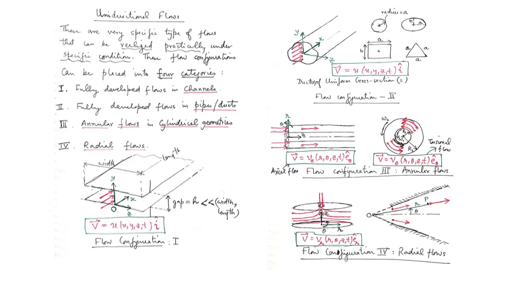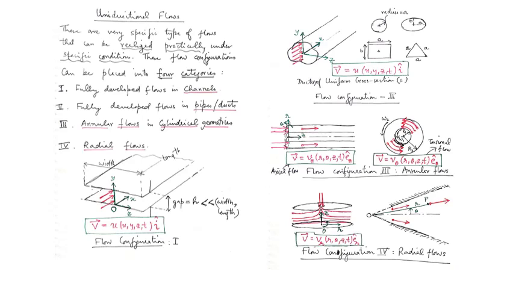So my unidirectional flow for this category will be simply represented as vector v equal to u, which is the x direction velocity component. Since I don't have any other information, I am writing in general that this u can be a function of all these space coordinates x, y, z, and it may be unsteady also, so a function of time. This expression is valid for flow configuration 1, unidirectional flow.